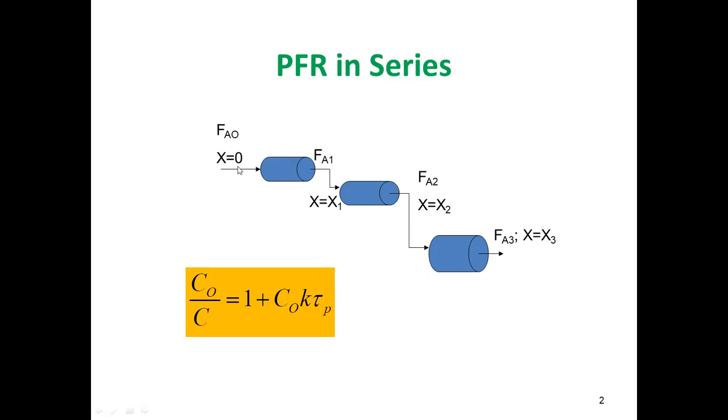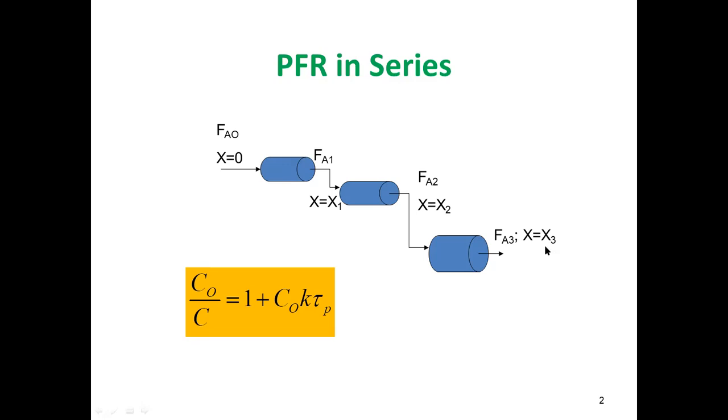So we label the conversion as XA0 if it is for the conversion of the stream that enters the first PFR in series, then XA1 for the second conversion, referring to the degree of conversion in the first PFR. Then XA2 or X2 for the conversion in the second, and XA3 for the conversion in the third.